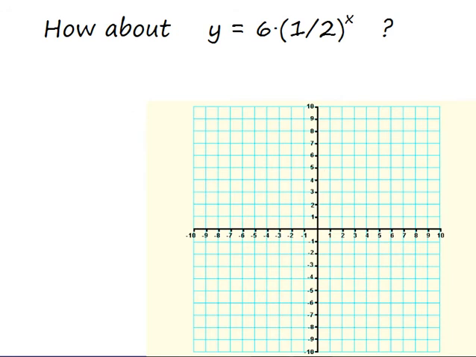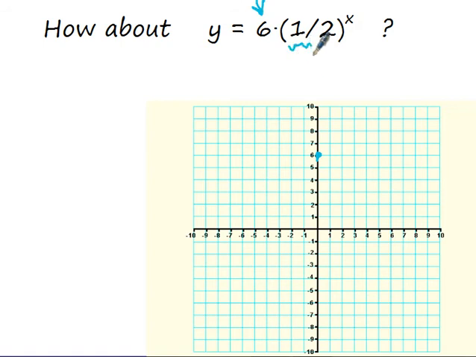How about 6 times 1/2 to the x? This time, on day 0, or my starting point, 1/2 to the 0 power is 1, and 1 times 6 is 6. I started at 6, which is really obvious from this part of our equation.